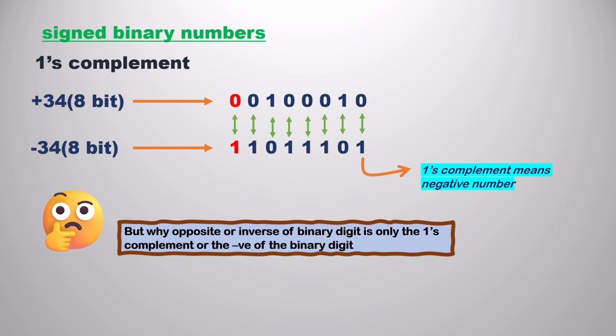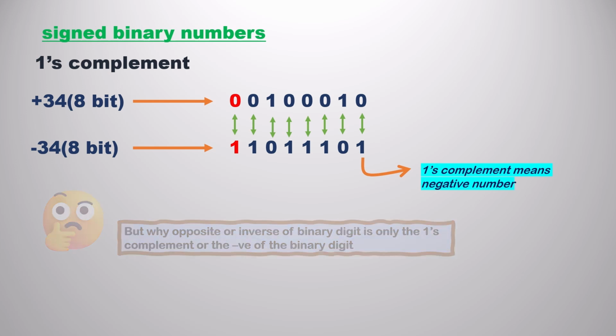But why is the opposite or inverse of the binary digits the 1's complement, or the negative of the binary number? Plus 34 is given, we know that. So simply by inverting all, we are getting minus 34. Is it possible? If you write the decimal format of the inverted one, minus 34, it is not equivalent to that one; it is coming as something other than 34. So how is it possible? Let's check.